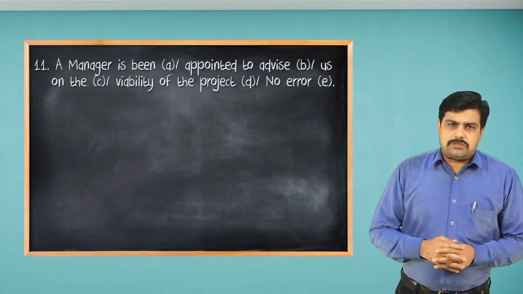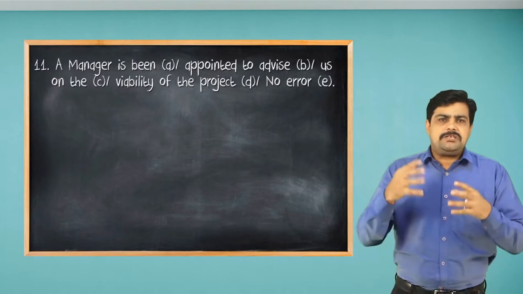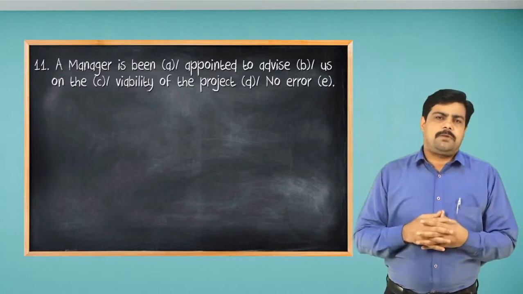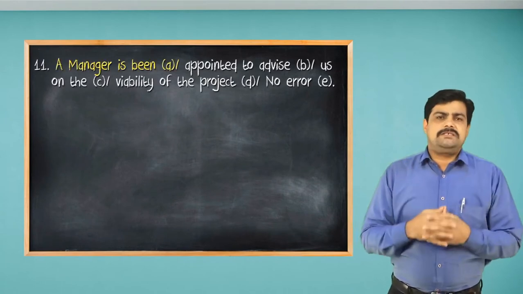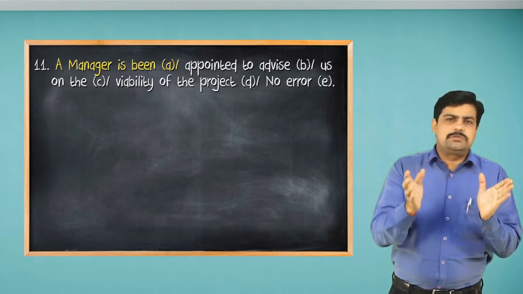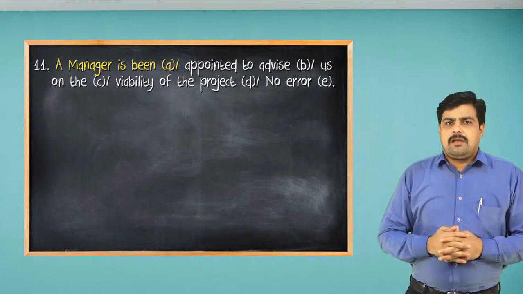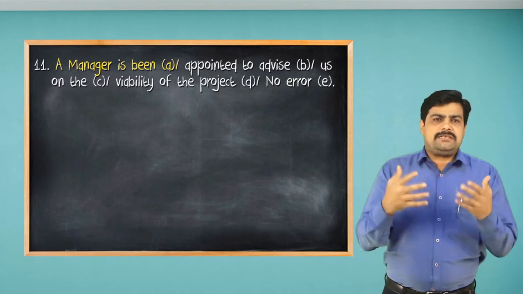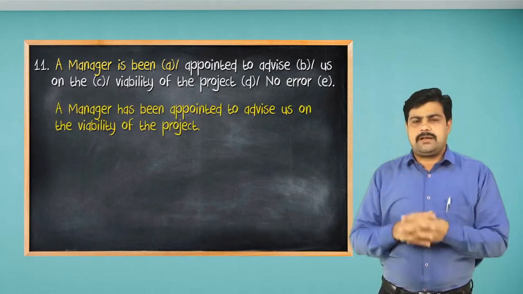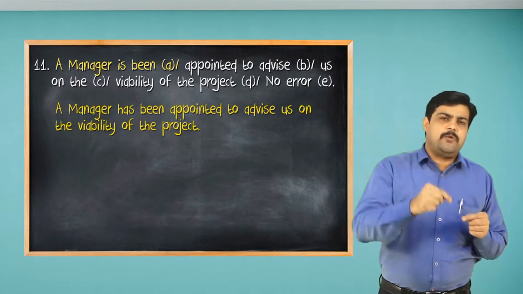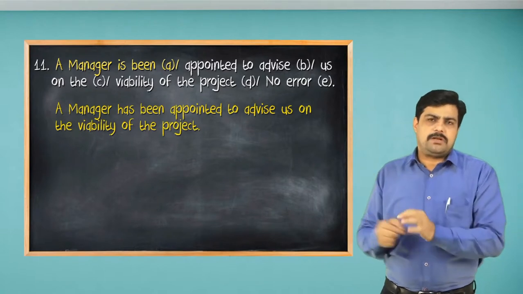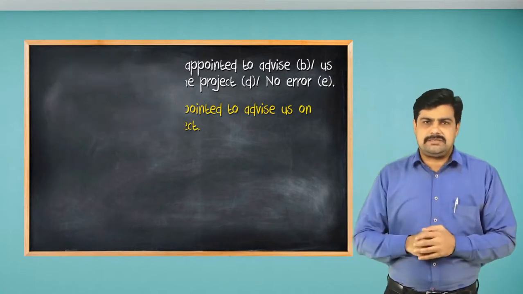Okay, let's take the first one. A manager is being appointed to advise us on the viability of project. Here part A of the sentence is wrong, as there is no correct helping verb used here. The tense seems to be in present, so use has before been. Now see the correct one. A manager has been appointed to advise us on the viability of the project. Now this is the correct sentence.